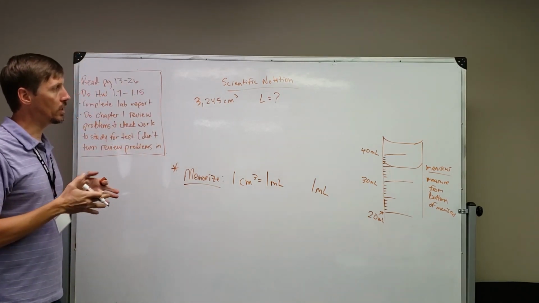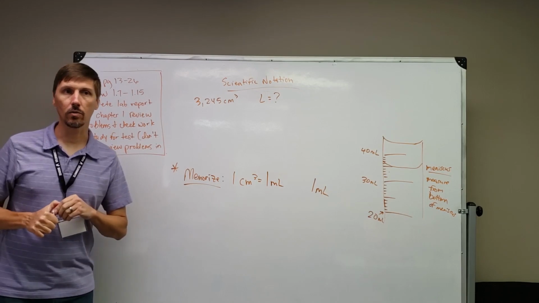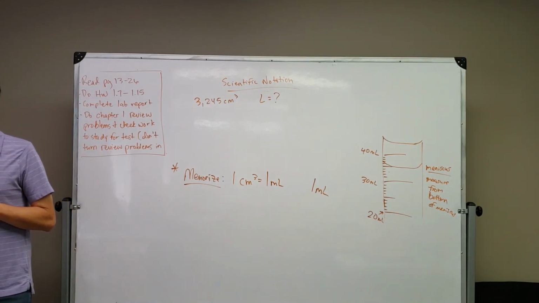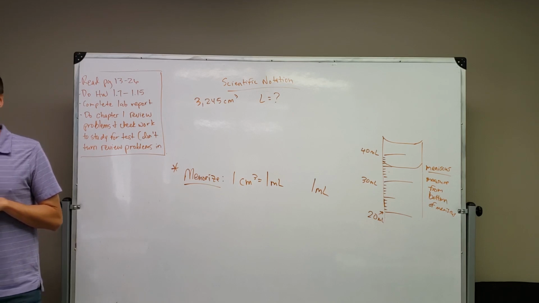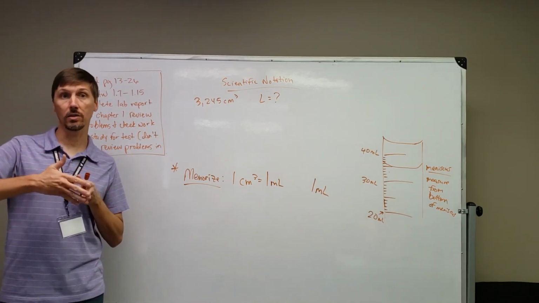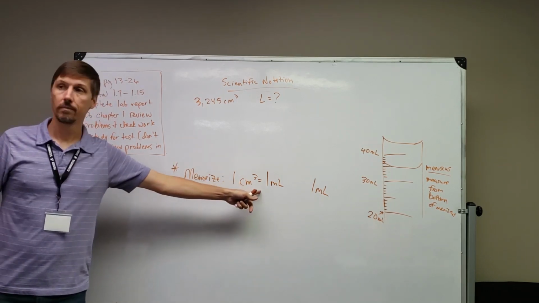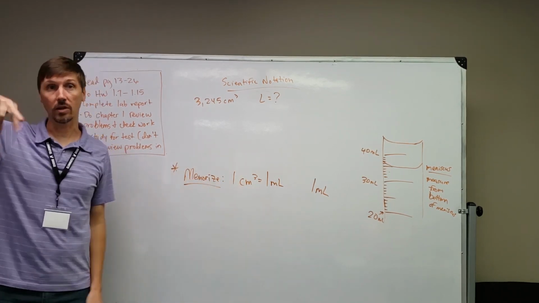Well, we started off with centimeters cubed, and we want to get liters. What conversion relationship are we going to use? We don't have a direct conversion relationship from centimeters cubed to liters. So we go to milliliters, and then from milliliters we go to liters, right? So we're going to convert twice.